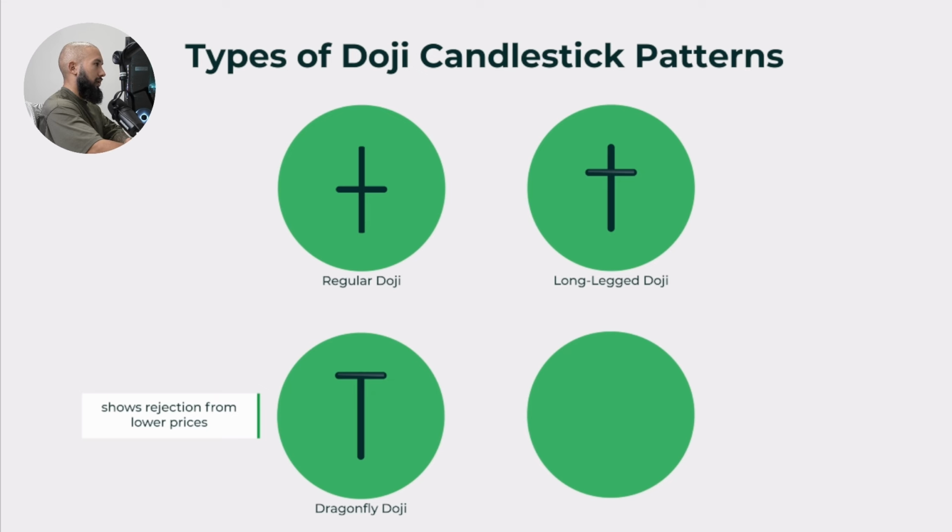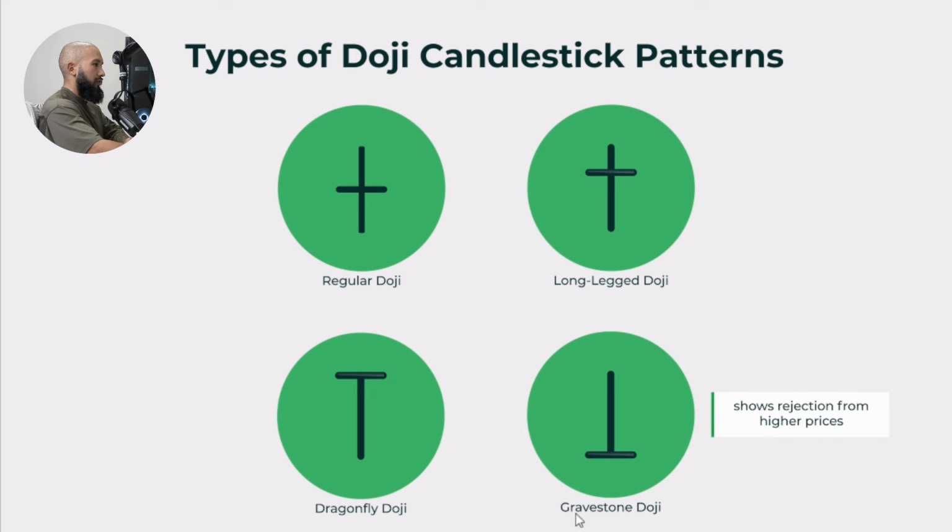Now, the fourth candlestick pattern we have for dojis is the Gravestone Doji. Now, the Gravestone Doji shows that the candle opens and the buyers push price higher, but by the end of the session, sellers take control and drive price back down to where the candle opened. Same thing as all the other candles, price nearly ends up where it started. The Gravestone Doji shows rejection from higher prices. Now, all of these Doji candlestick patterns indicate the same thing, which is a potential reversal in price.